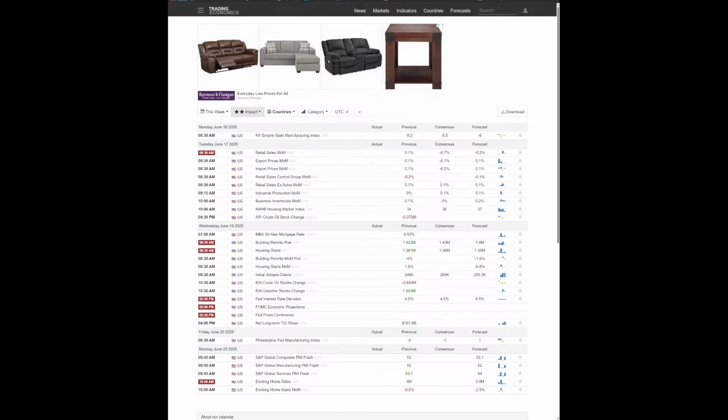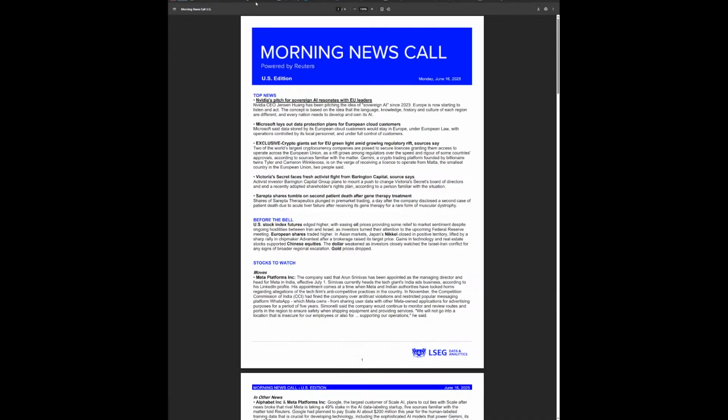Now, as far as news, I don't think there's anything crazy out there this weekend. Obviously there are still a lot of strikes going on with Iran and Israel. Let's look at some of this news. Nvidia's pitch for sovereign AI resonates with EU leaders. Microsoft lays out data protection plans for European cloud customers. Crypto giants set for EU green light amid growing regulatory rift. Victoria's Secret faces fresh activist fight from Barrington Capital.